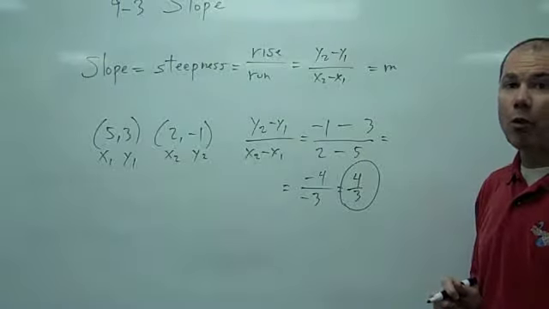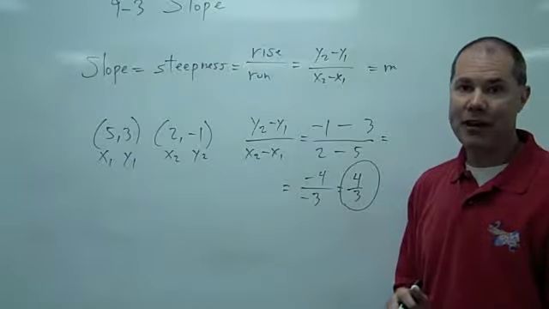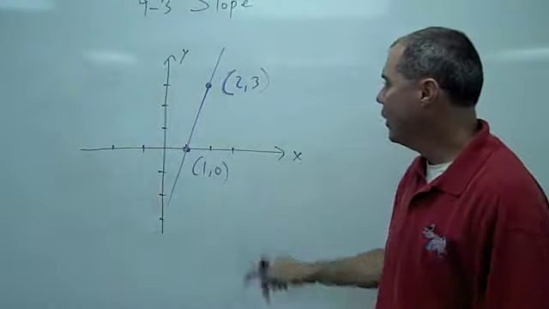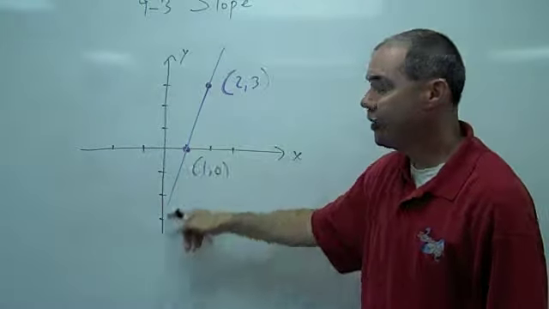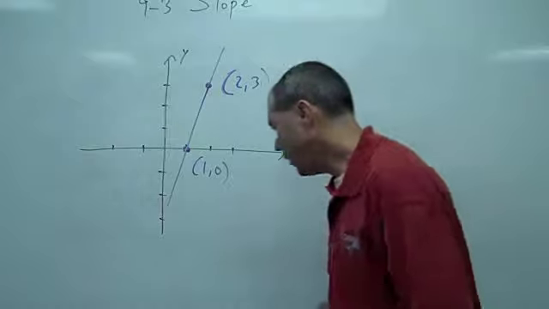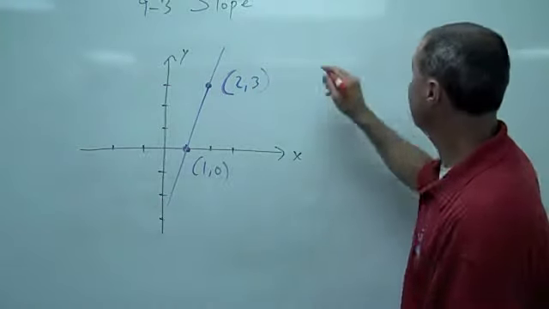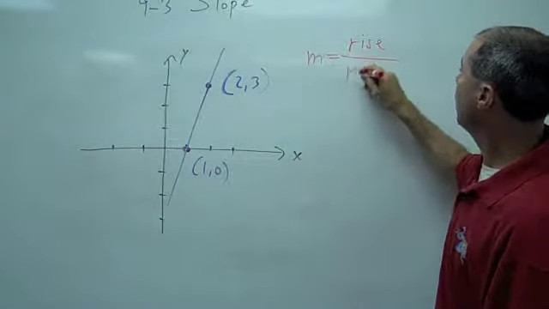Let's talk now about what a positive slope means, a negative slope, and how you can find it from a graph. Alright, now if we're given a graph with the points (1, 0) and (2, 3) listed and a line drawn between the two, let's show you how you can find the slope between these 2 points, just from the graph. Slope is rise over run.